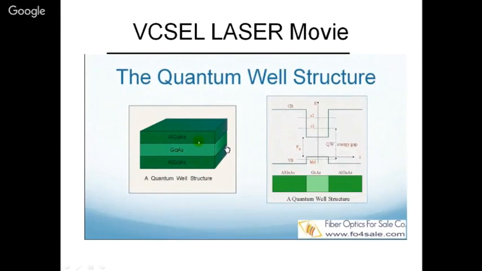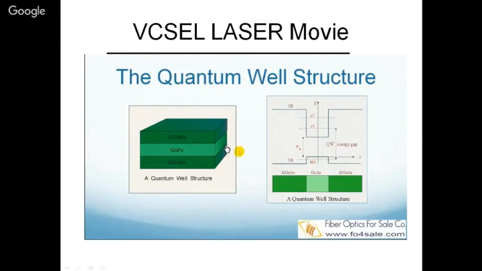A quantum well structure is made of 3 layers. The 2 aluminum gallium arsenide layers are thick, and in between is a very thin gallium arsenide layer. In fact, the central gallium arsenide layer is so thin that electrons cannot move freely in the vertical z direction, but only in the xy plane. This is called quantum confinement. The quantum confinement effect increases the lasing efficiency, which is a big advantage over conventional double heterostructure lasers.